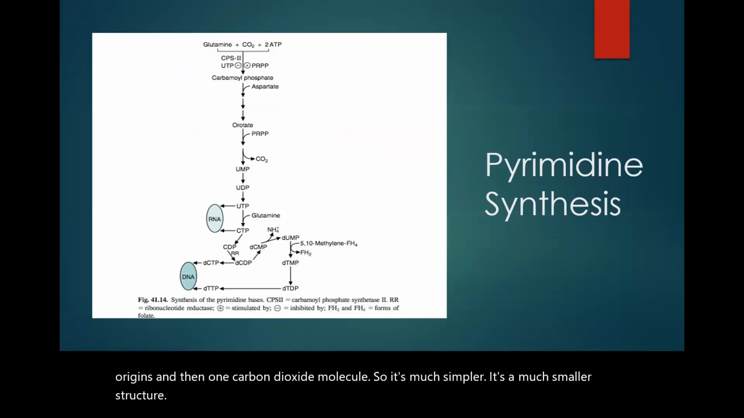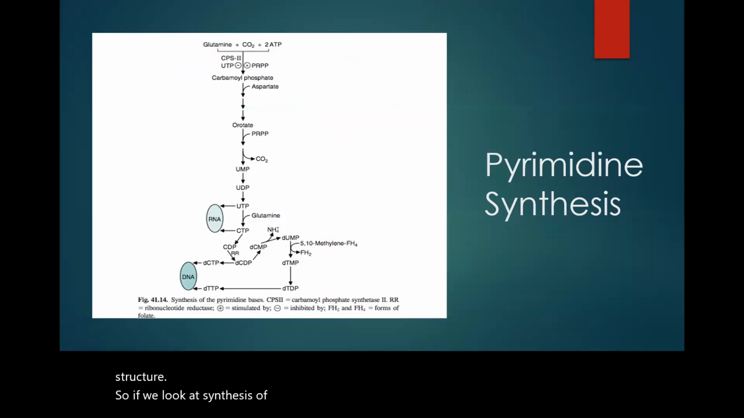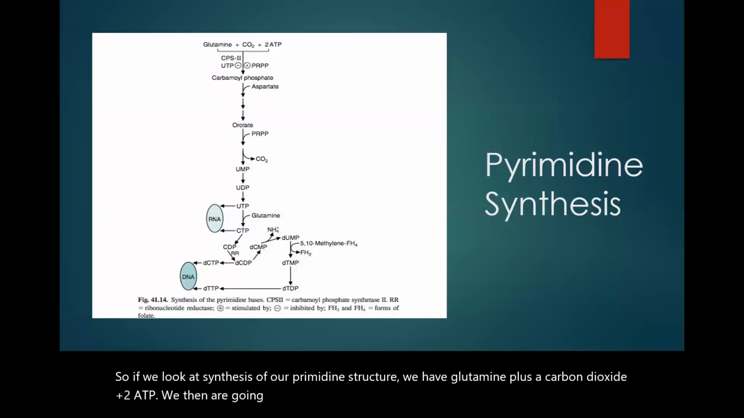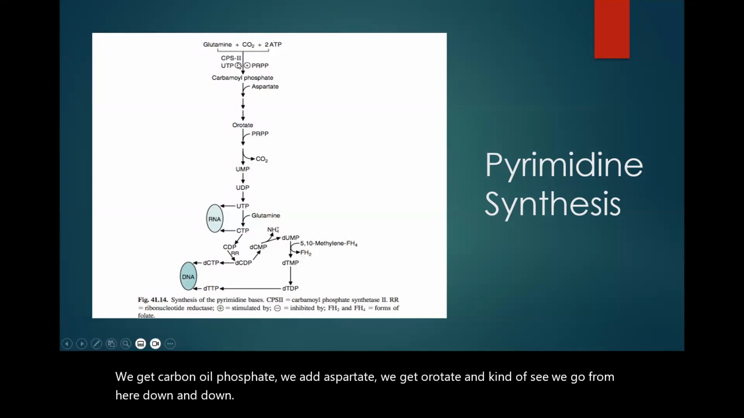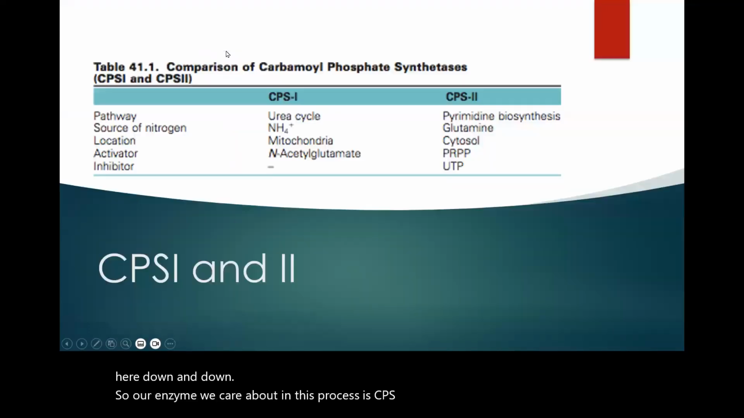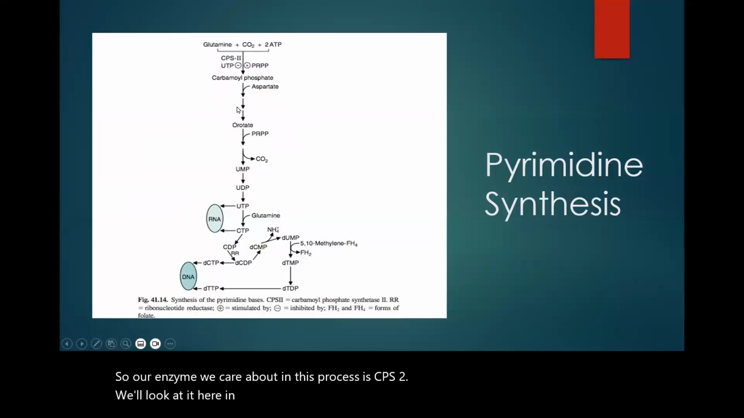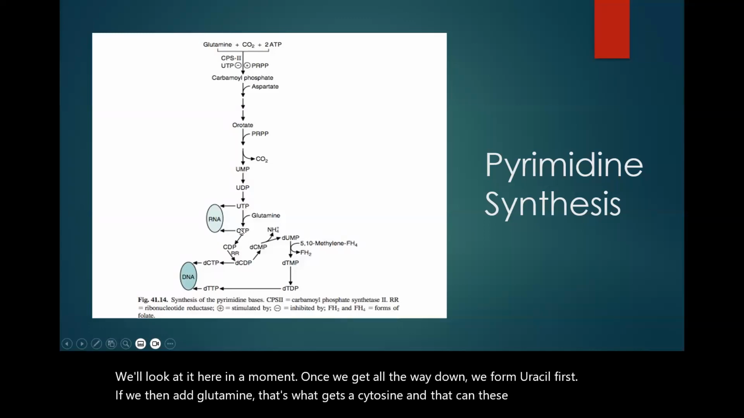So if we look at synthesis of our pyrimidine structure, we have glutamine plus a carbon dioxide plus 2 ATP. We then are going to use CPS2, which is carbamoyl phosphate synthase 2. We get carbamoyl phosphate. We add aspartate, we get orotate, and we go from here down and down. So the enzyme we care about in this process is CPS2. Once we get all the way down, we form uracil first. If we then add glutamine, that's what gets us cytosine, and these can be used in RNA.